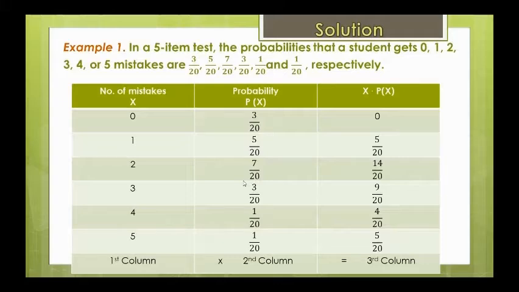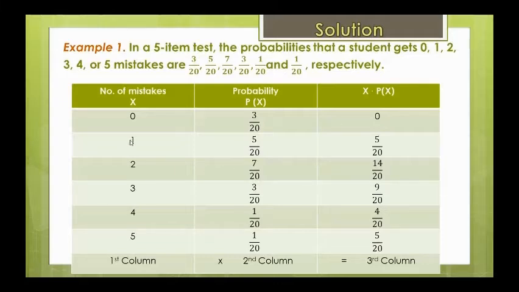And then, in the third column, yung interest sa third column natin is kailangan natin isolve. Paano? By multiplying the first column and the second column entries. So, for example, the first entry in the first column is 0, and the first entry in the second column is 3 over 20. So, imo-multiply lang natin yan silang dalawa. And then we get 0.